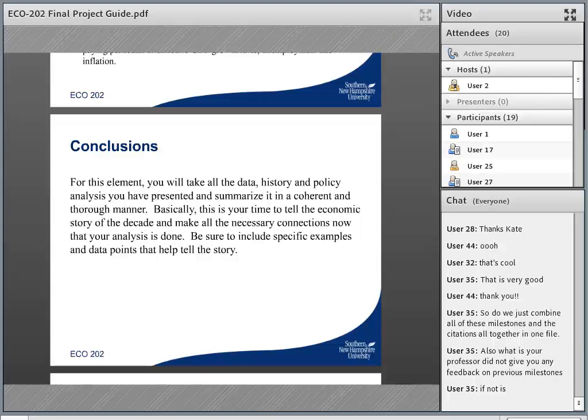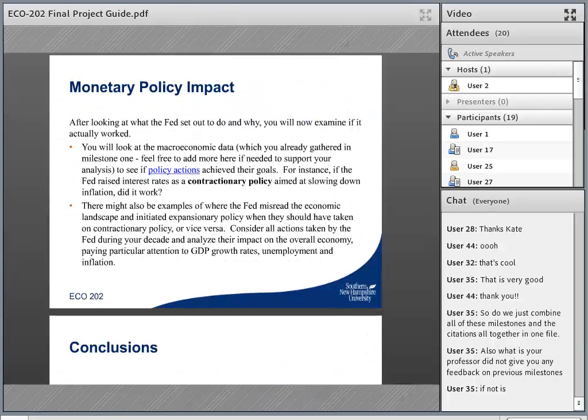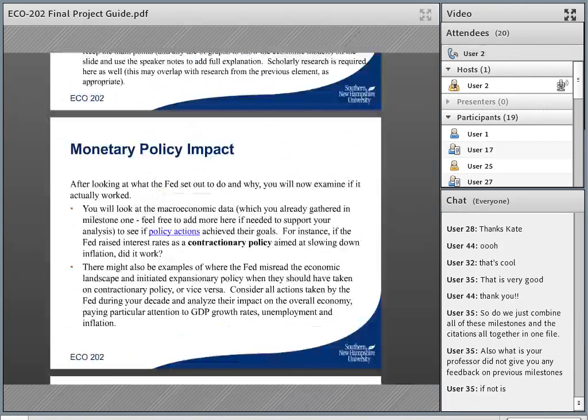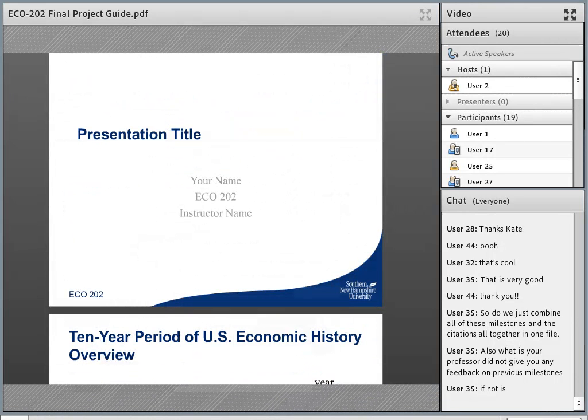So, a couple questions. MK asks, do we just combine all of these milestones and the citations all together in one file? Yep. So that's exactly what you're going to do. It should look just like this when you're done with it.